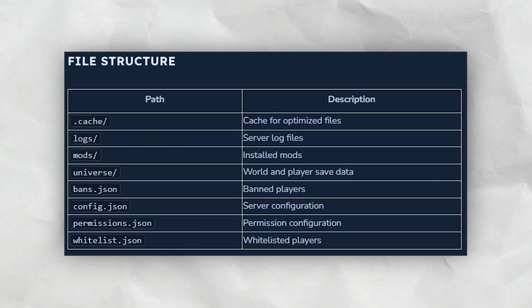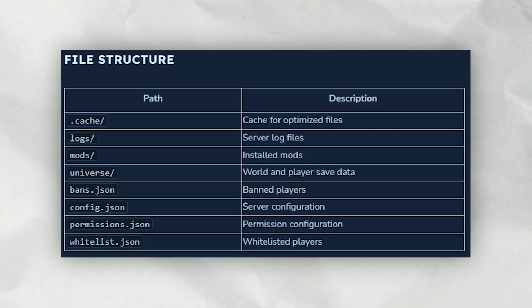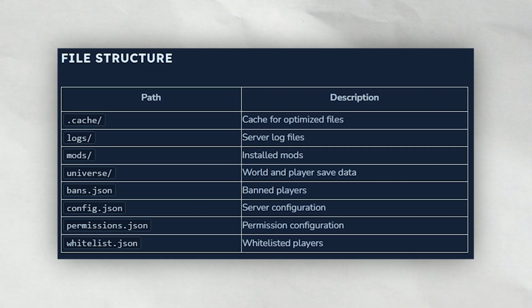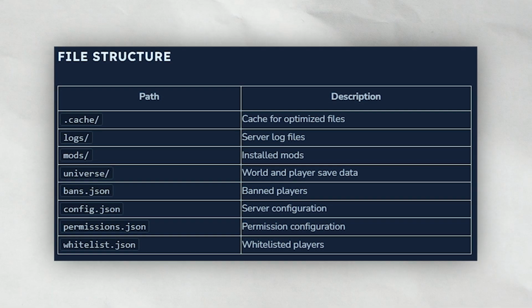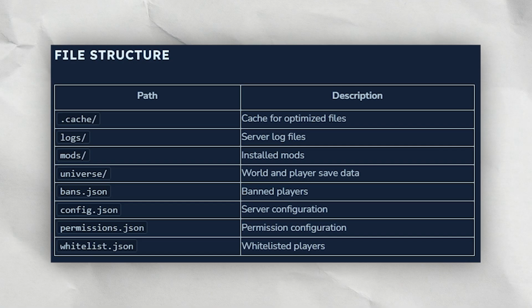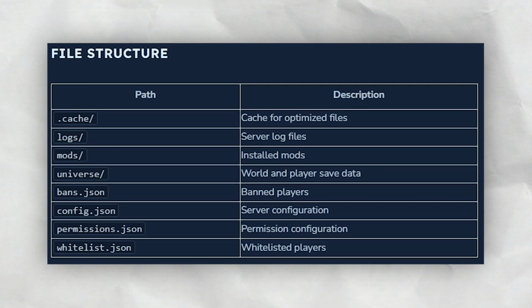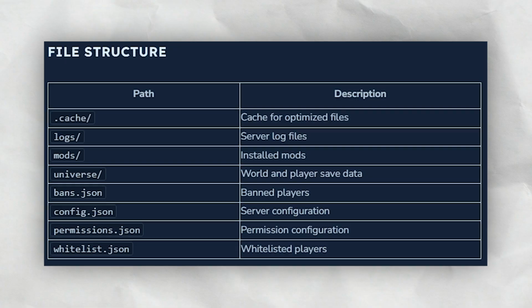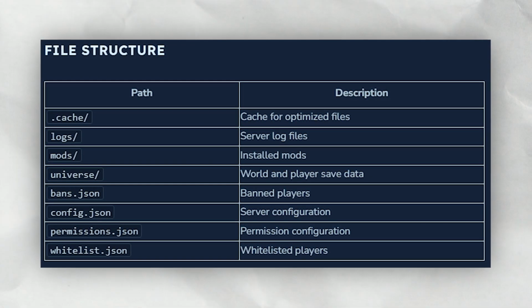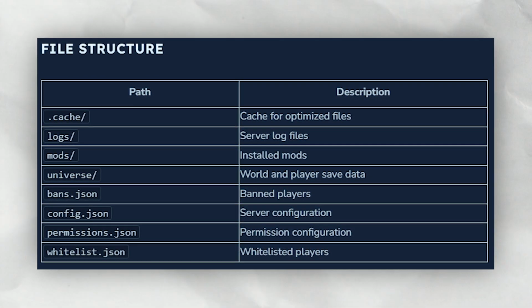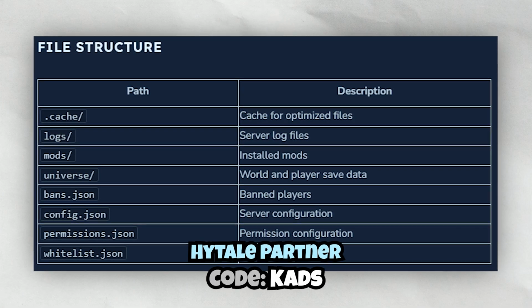Now for the file structure. Make sure your pathing looks like this. Cache is to optimize for files. Logs is for the server log files. Mods if you've installed any mods that players need to download while connecting to the server. Universe for the world and player save data. Bans for banned players. Config for the server configuration. Permissions for the permission configuration. And if you're using a whitelist, the players you want on your server.